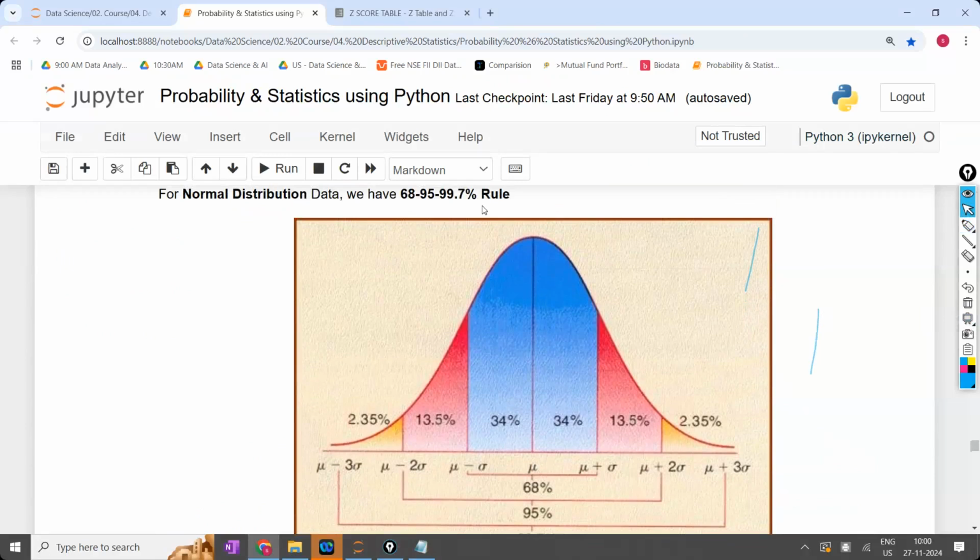The 68, 95, 99.7% rule means this is the meaning. Now let's try one more question. Last question for today is based on this one.